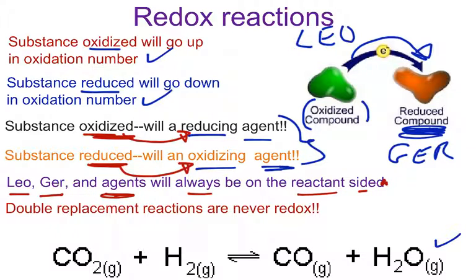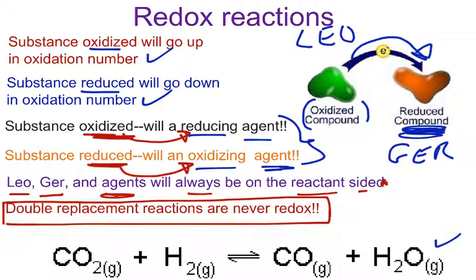As a reminder also, double replacement reactions will never be redox. So if you encounter a double replacement reaction, you don't even have to put the oxidation numbers in. You know automatically that it will not be redox, for example, neutralization reactions.